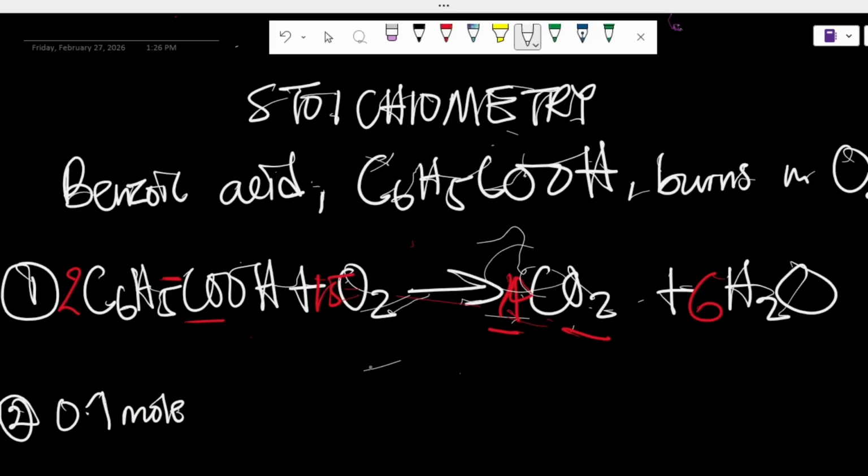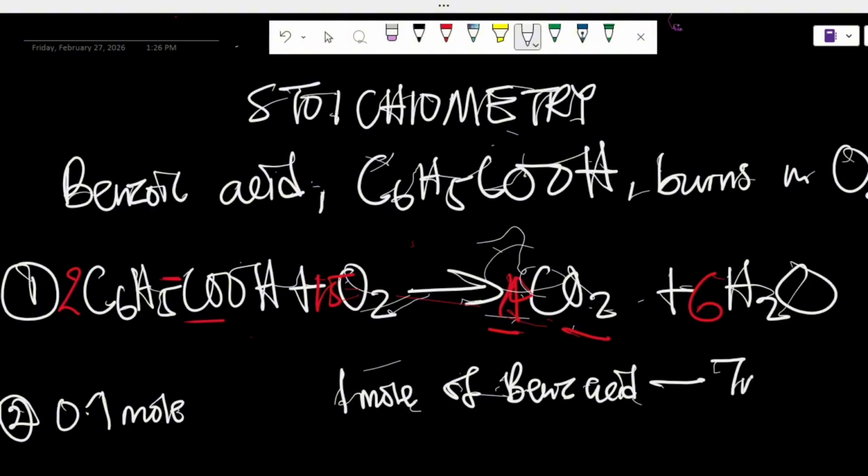So in this case, 2 moles of benzoic acid will produce 14 moles of carbon dioxide, right? And then this means that actually you can reduce this. So when you reduce this, it is actually 1 mole of benzoic acid to 7 moles of carbon dioxide.